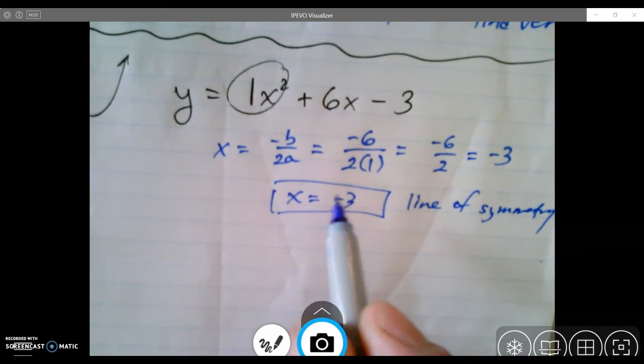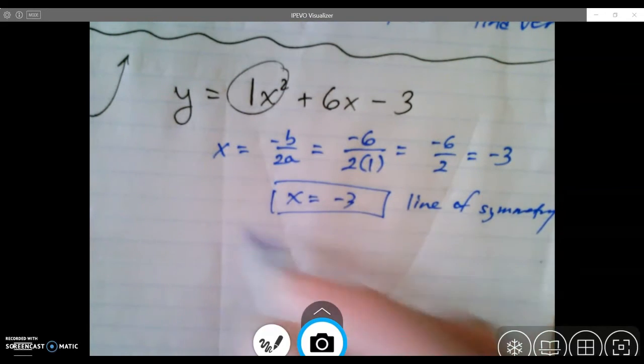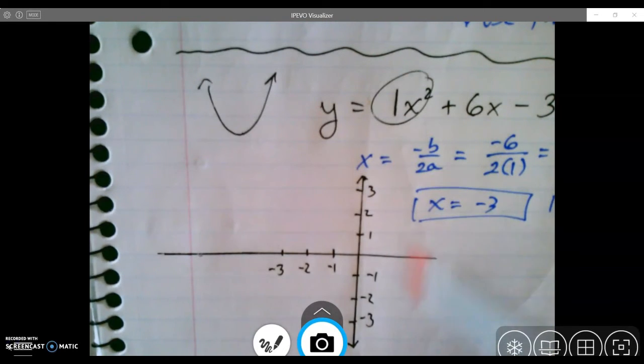Negative 3 tells us we're on the negative side of the graph. So when I'm graphing it, I don't need to draw a huge graph. I can put most of my emphasis on the negative side. So let's do that. So I've got my graph here, and I want to encourage you to always make it straight.